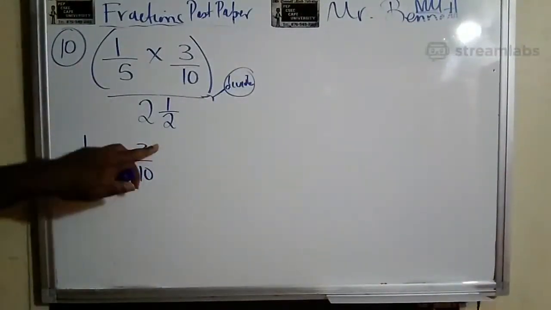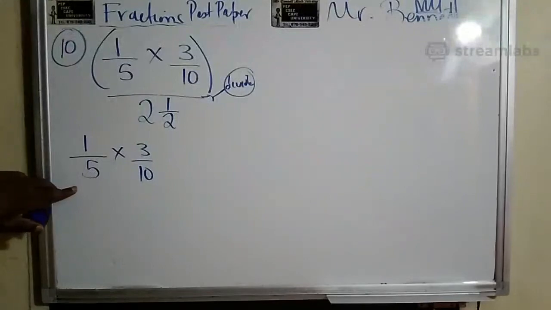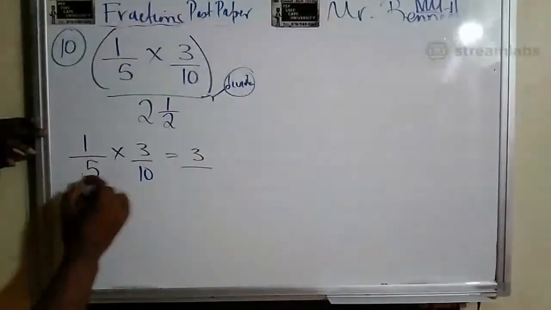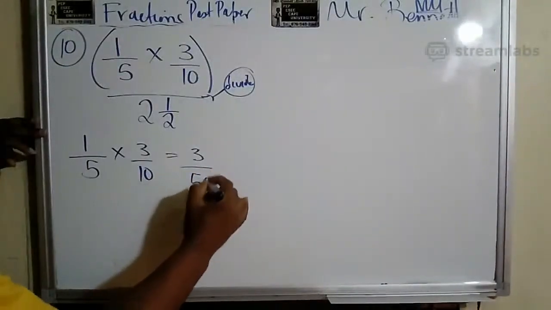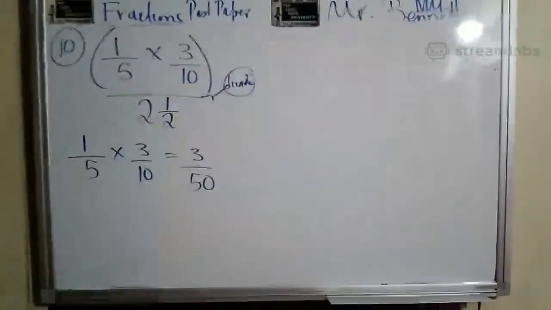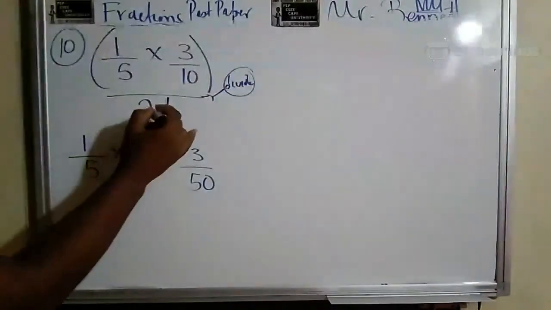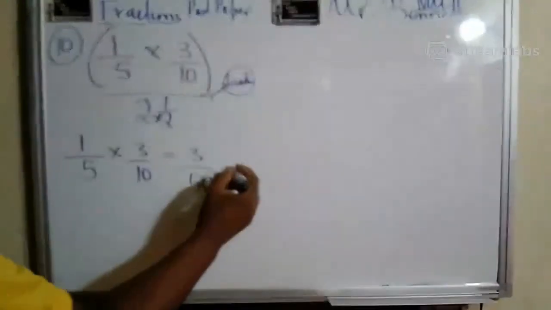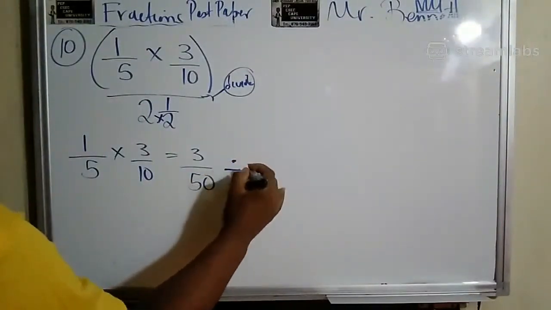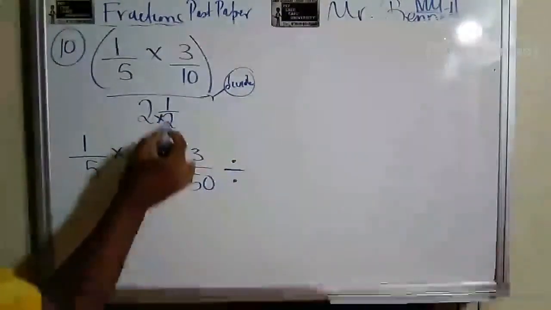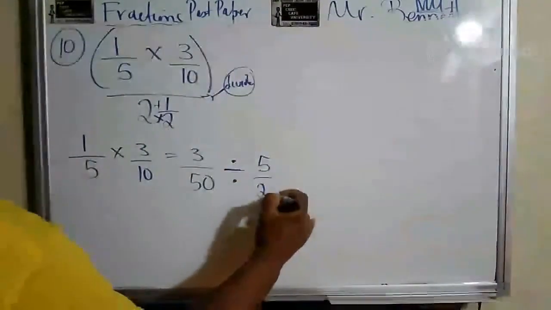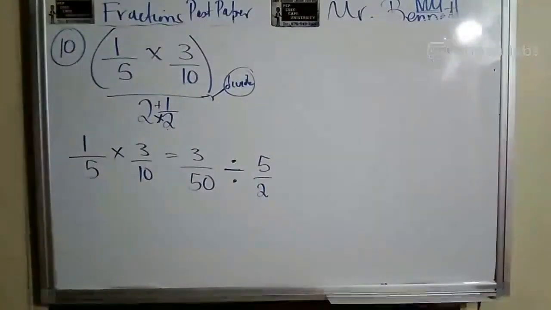There's no number that can go into 3 and 5 without a remainder. So we just say 1 times 3, that's 3, and 5 times 10, that's 50. So we're actually finished with the numerator. Now we're going to do the denominator. So 2 times 2, that's 4, plus, remember, I'm going to put the divide sign. I don't want nobody to get mixed up. 2 times 2, that's 4, plus 1, that's 5 over 2. But we are not finished, right?